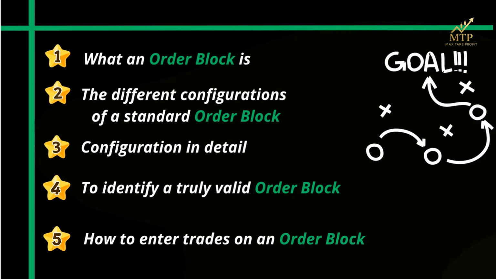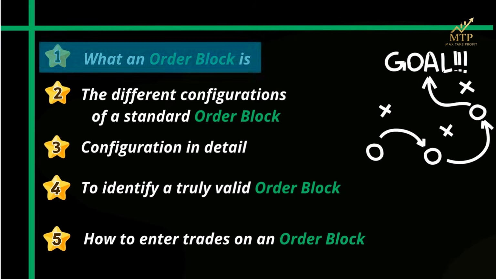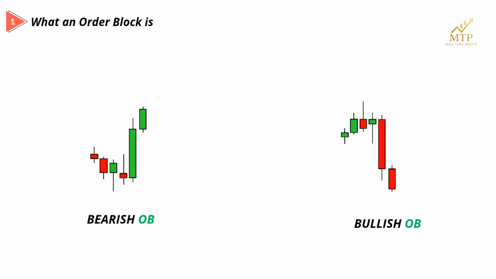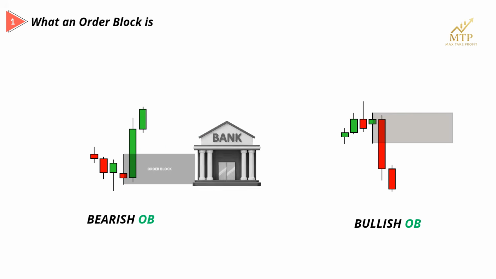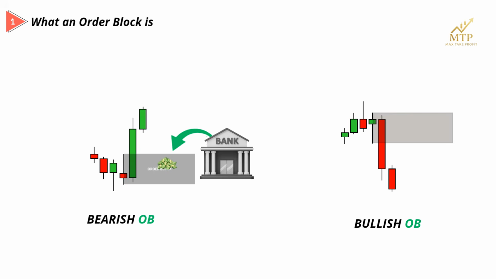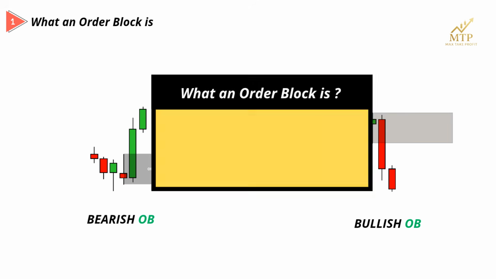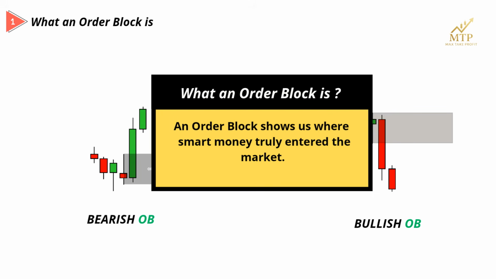So let's start with the essentials. What is an order block, simply, and why does it appear in the market? Let's start with a simple definition of an order block. An order block is the last opposite candle before a strong and impulsive move in the market. It represents a zone where institutions placed large orders, which caused price to accelerate aggressively in a specific direction. In even simpler terms, an order block shows us where smart money truly entered the market.